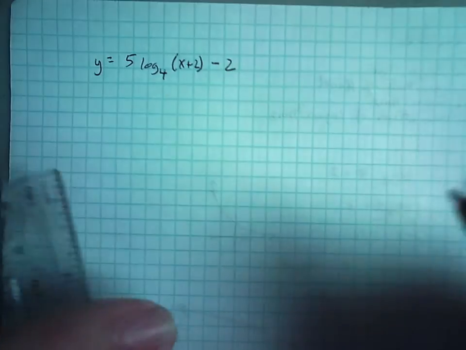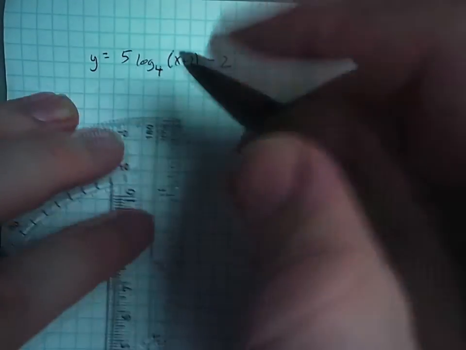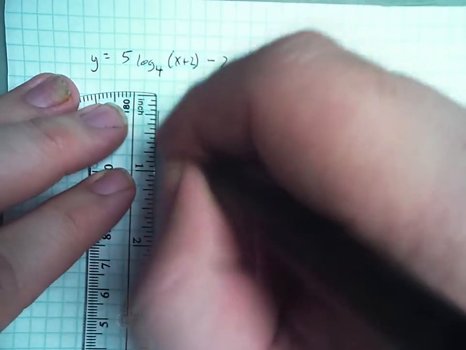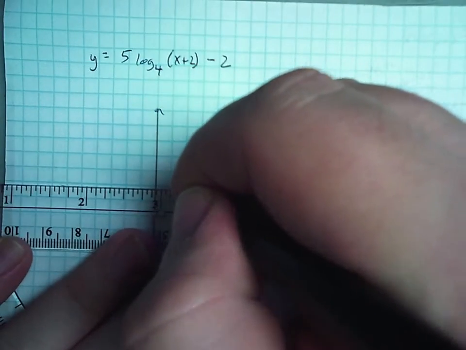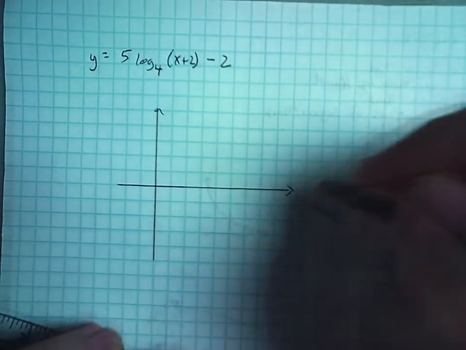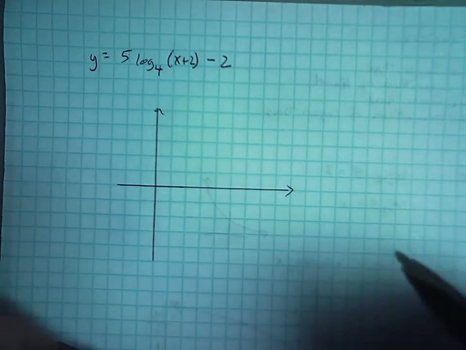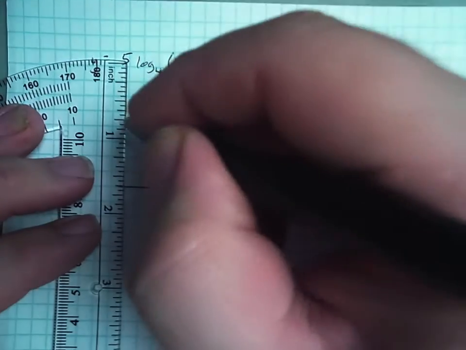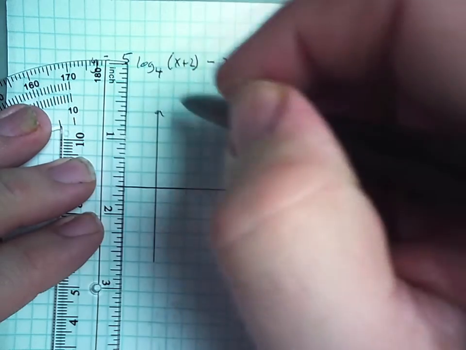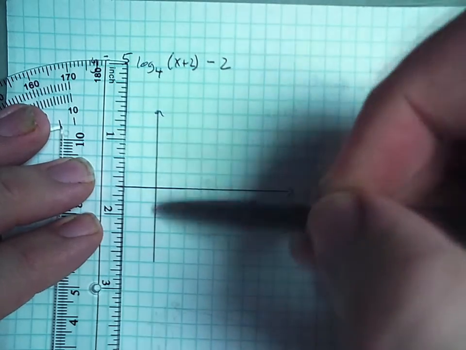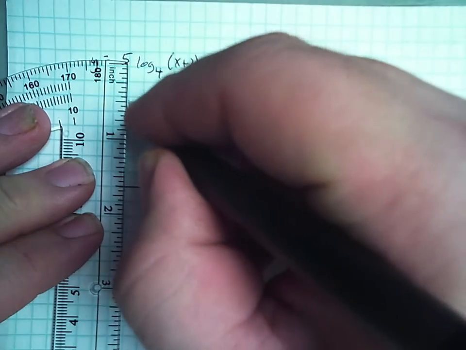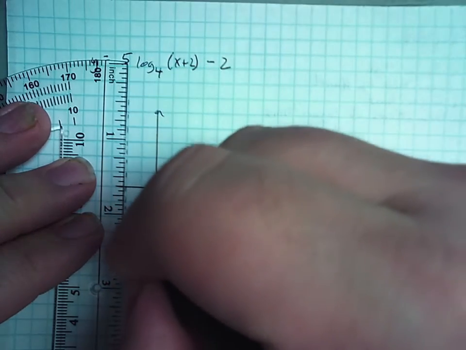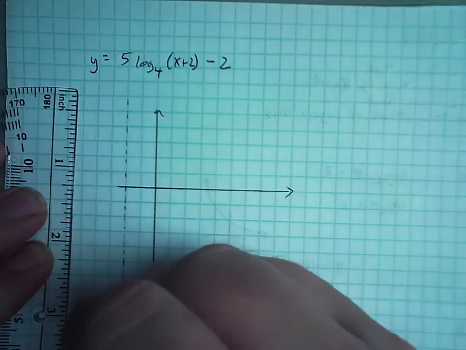So the first thing I'll note is the base is bigger than 1. I'm expecting this graph by default to go up and to the right. The plus 2 on the inside is going to move it left 2 spaces. So if I didn't know already, I would expect the vertical asymptote to move from 0, where it normally goes, 2 spaces to the left, and be over here at x equals -2.